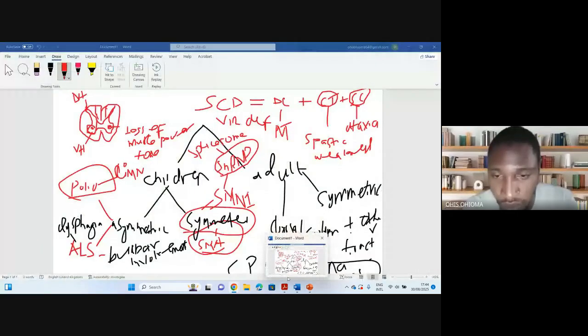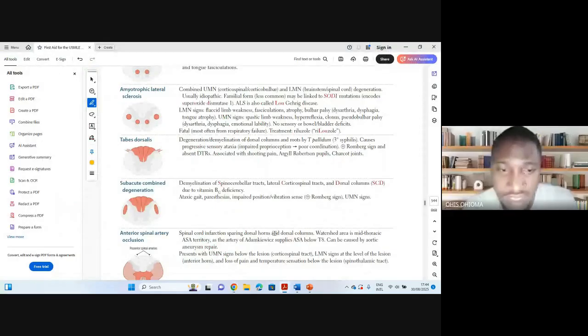So that's basically that about that. Then for the anterior spinal artery, the patient will have all the other things that I told you guys: loss of pain, corticospinal tract involvement, but there will not be dorsal tract involvement.